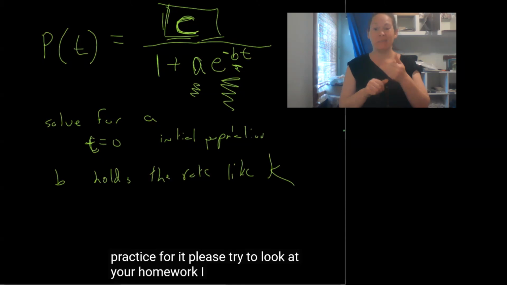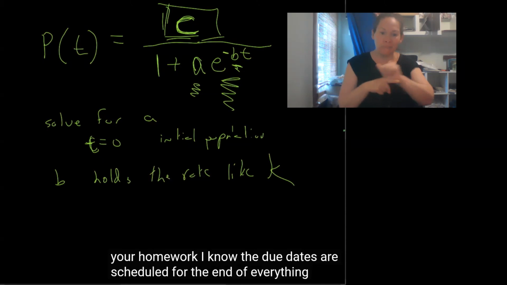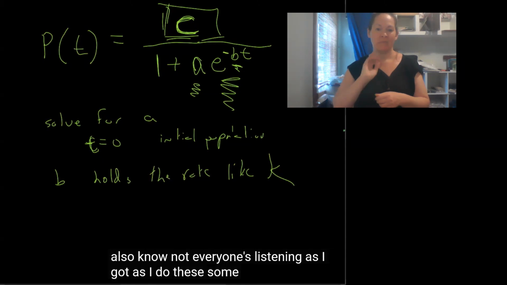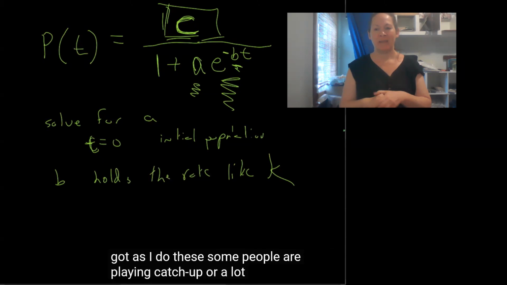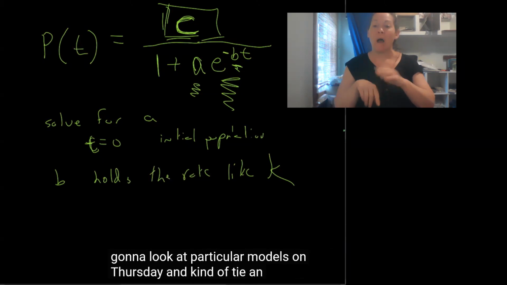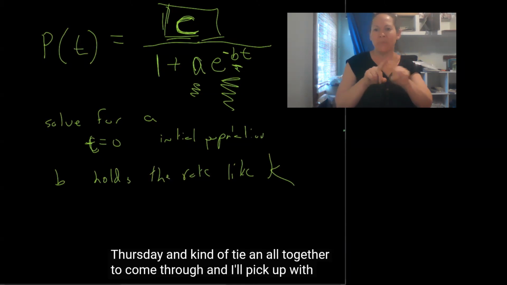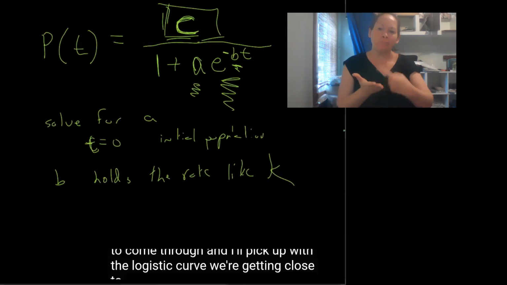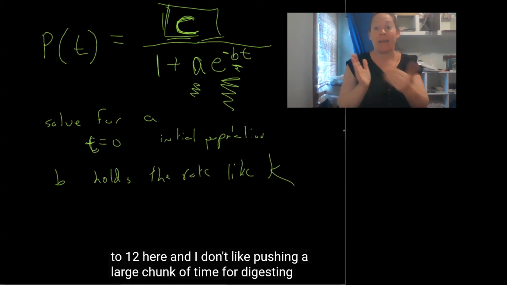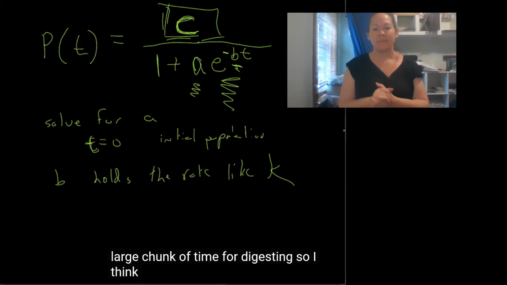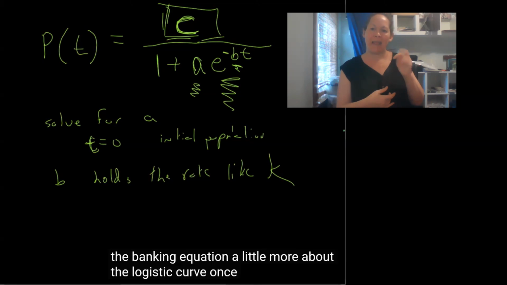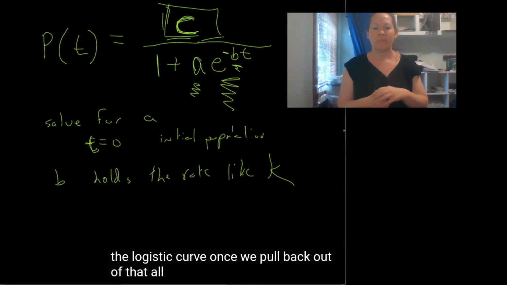Please try to look at your homework. I know the due dates are scheduled for the end of everything, and I also know not everyone's listening as I do these. Some people are playing catch-up. But we're going to look at particular models on Thursday and tie it all together. I'll pick up with the logistic curve. We're getting close to 12 here, and I don't like pushing a large chunk of time for digesting. So I think I'll do a little more about the banking equation and the logistic curve once we pull back out of that. All right, be well.